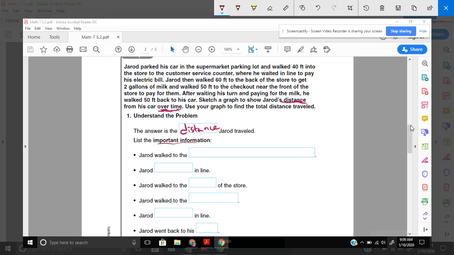And let's think about some of the important information. Okay, so what did he do first? He walked to the customer service counter. After that, he waited in line. Jared walked to the back of the store, and then he walked to the checkout. Again, he waited in line. And finally, he went back to his car. Okay, so these are the main important ideas that we're going to need to graph.